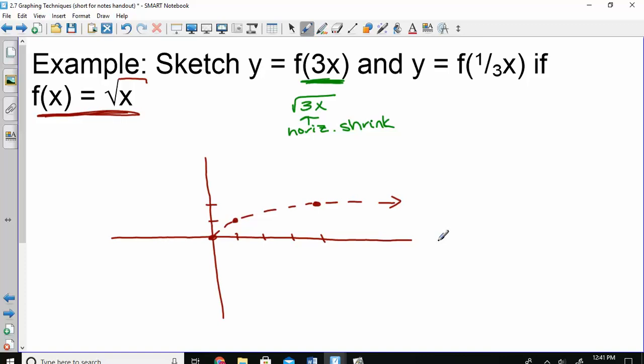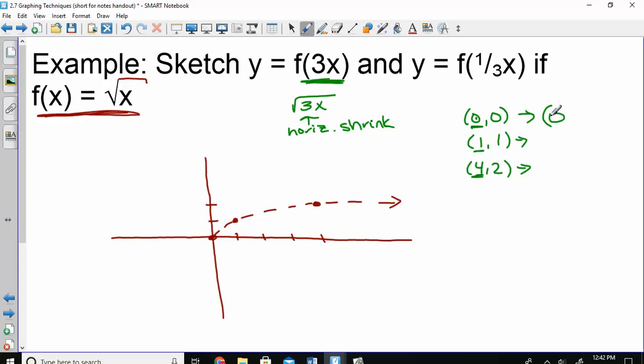So I'm going to write down these ordered pairs so we can look at exactly what's happening. The points we have: (0, 0), (1, 1), (4, 2). If it's inside, does it change the x or the y? The x. And inside is the opposite of what it says. So it says multiply by 3, so the opposite of multiplying by 3 would be dividing by 3, or multiplying by a third.